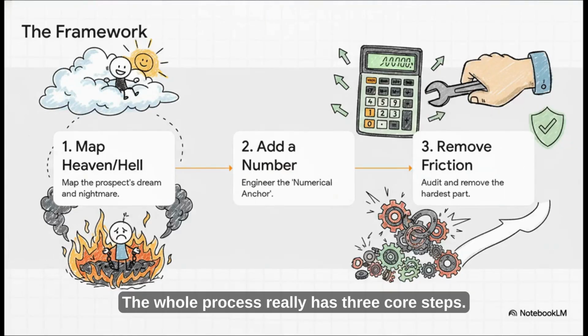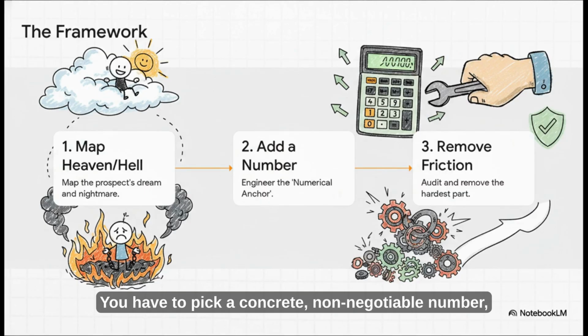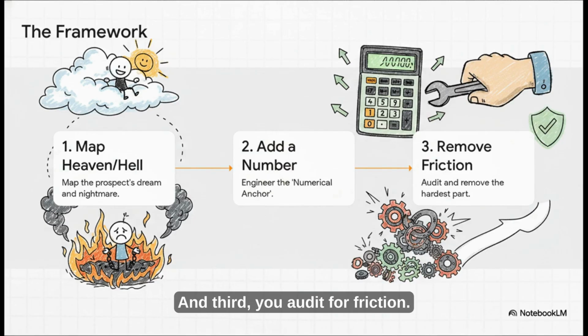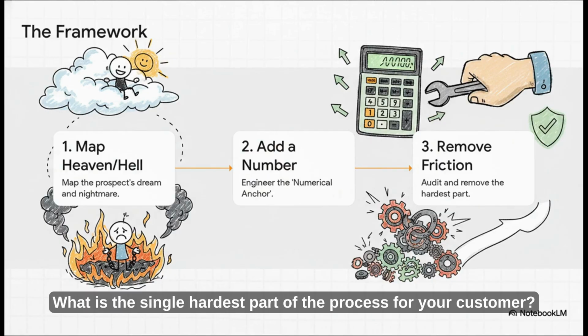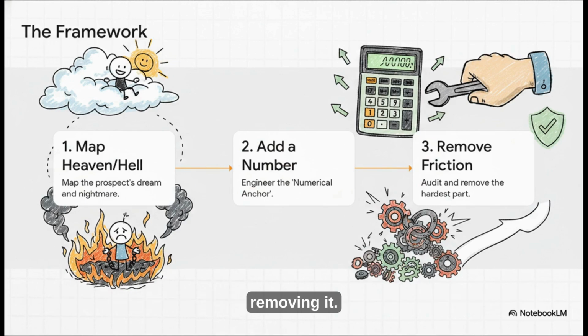The whole process really has 3 core steps. First, you have to map the emotional landscape. Stop asking what your product is and start asking what nightmare it ends and what dream it delivers. That's your heaven and your hell. Second, you engineer the numerical anchor. You have to pick a concrete, non-negotiable number, a dollar amount, a time frame, a percentage. And third, you audit for friction. What is the single hardest part of the process for your customer? Find it and then build your promise around explicitly removing it.